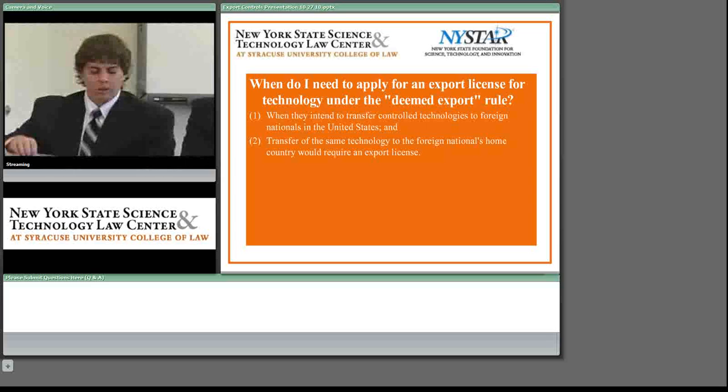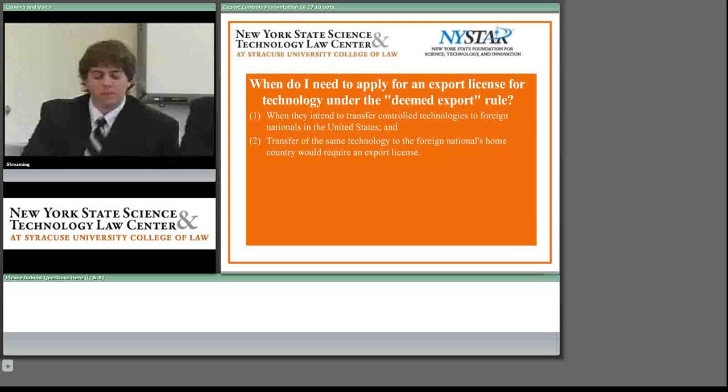It's also important to know when to apply for an export license for technology under the deemed export rule. A license must be applied for whenever you intend to transfer controlled technologies to foreign nationals within the United States, and if the transfer of the same technology to the foreign national's home country would require an export license.